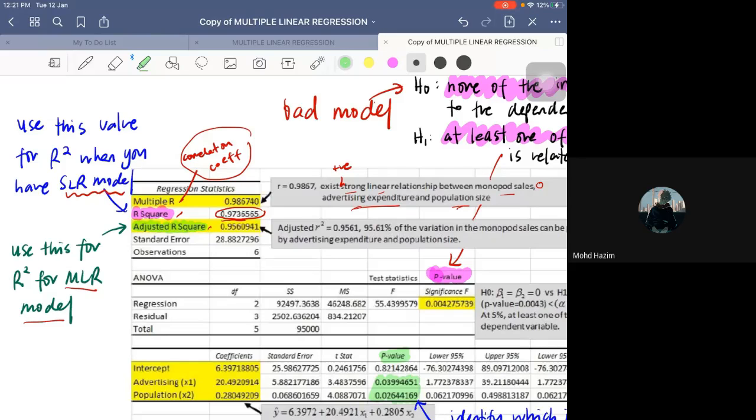So what is the difference between R square and adjusted R square? The difference is in terms of the formula, because when we have more than one independent variable, we have to make a little adjustment in the formula to consider the fact that we have more than one independent variable now. That is why it is called adjusted R square. So bear in mind, simple linear regression, you take the R square value. Multiple linear regression, you take the adjusted R square value. That will be the difference.